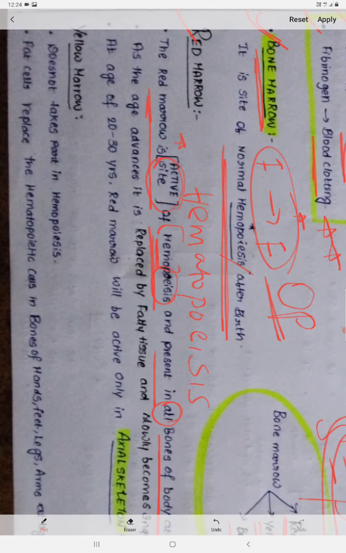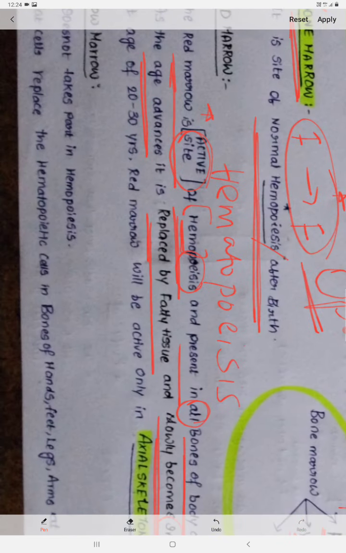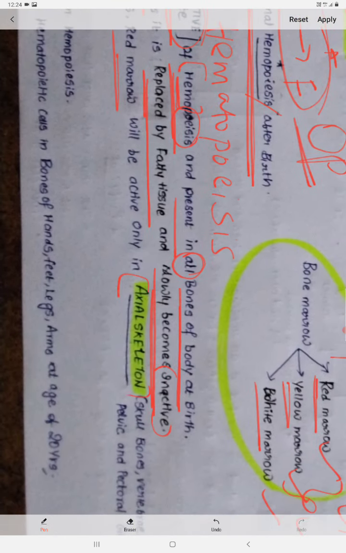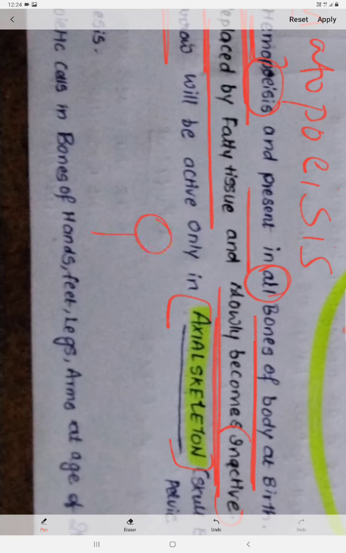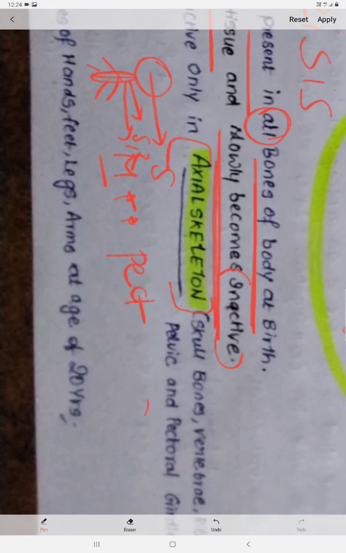As the age advances, it is replaced by fatty tissue and slowly becomes inactive, and by the age of 20 to 30 years, the red marrow will be active only in the axial skeleton. What do you mean by the axial skeleton? Whatever is present in the middle, on the medial side, is called the axial skeleton. The skull, the sternum, the ribs, and also the girdles. Girdle literally means crown.